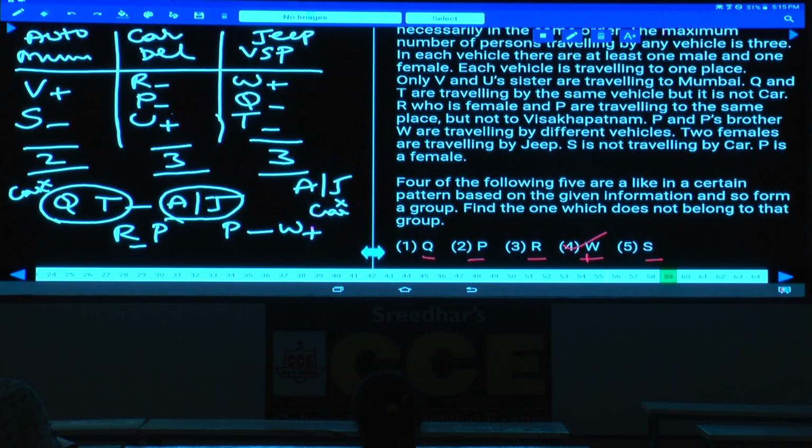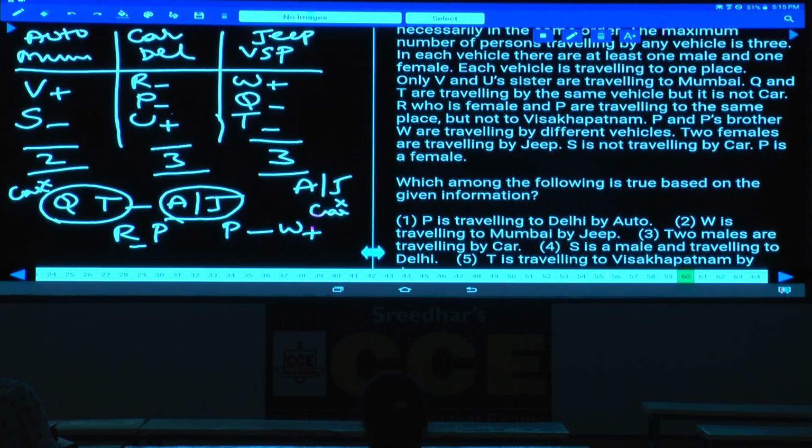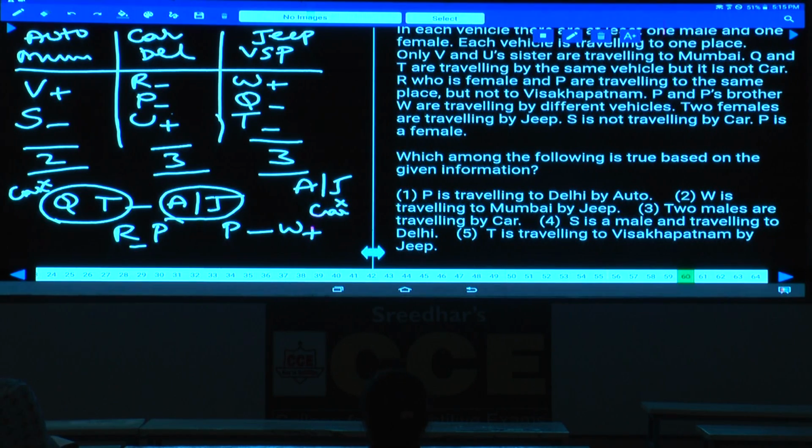Then question number 60. Which among the following is true based on the given information? P is traveling to Delhi by auto, true or false? That is false. Next, W is traveling to Mumbai by jeep, that is also false. W is traveling by jeep but not to Mumbai. Two males are traveling by car, that is also false. S is a male, that is false. T is traveling to Visakhapatnam by jeep, yes, definitely true, choice 5. So question number 60, choice 5 is the answer.